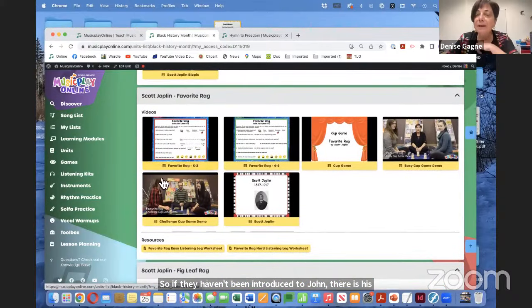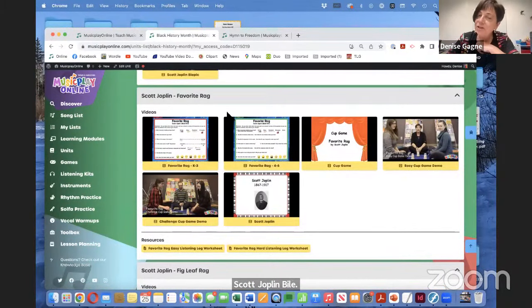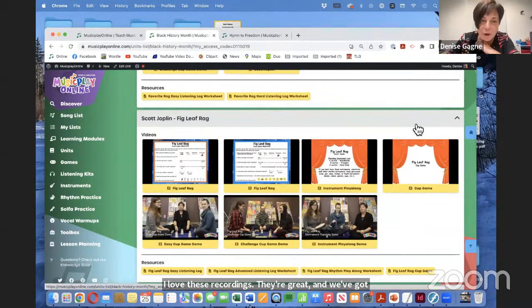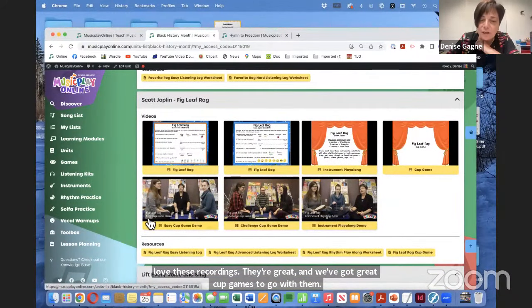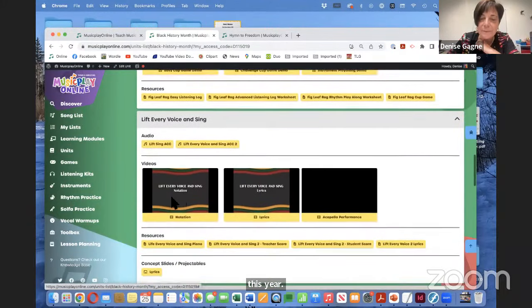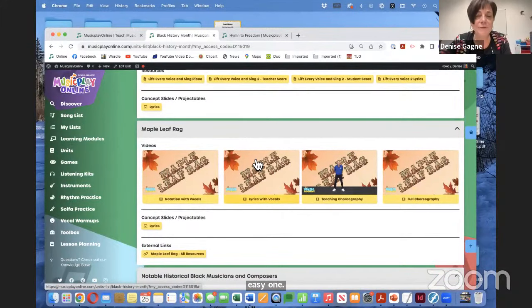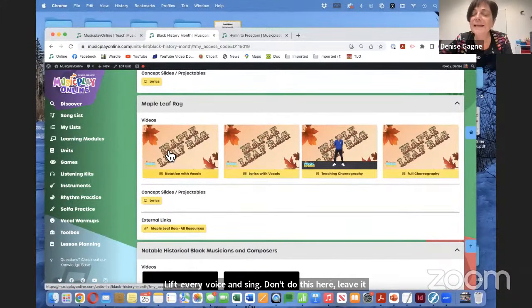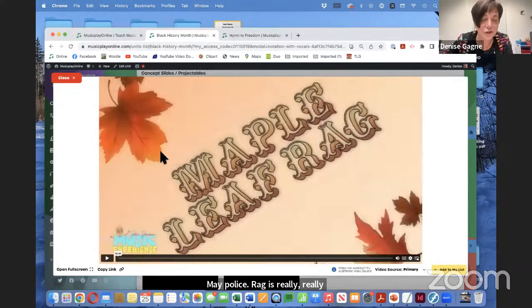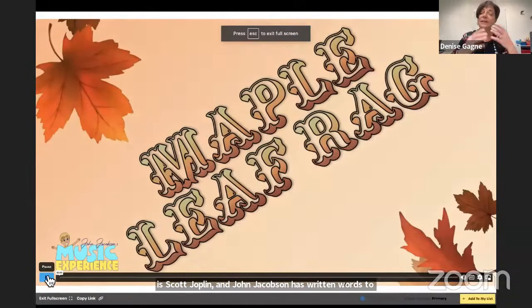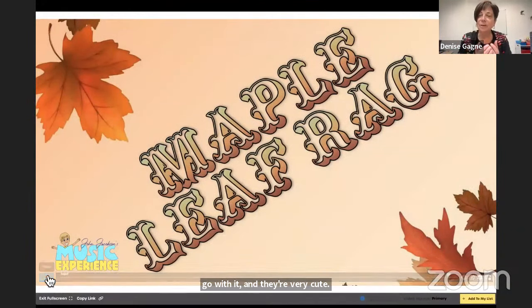We have several Scott Joplin rags that were arranged by the Canadian Brass. I love these recordings, they're great. And we've got great cup games to go with them. I've done them other years, so I'm not gonna do them this year, but you can go through. I would suggest just doing the easy one. Lift Every Voice and Sing, don't do this year, leave it till next year, because we'll have a better recording. Maple Leaf Rag is really, really cute. So this again is Scott Joplin, and John Jacobson has written words to go with it. And they're very cute and really describe what ragtime music is all about.